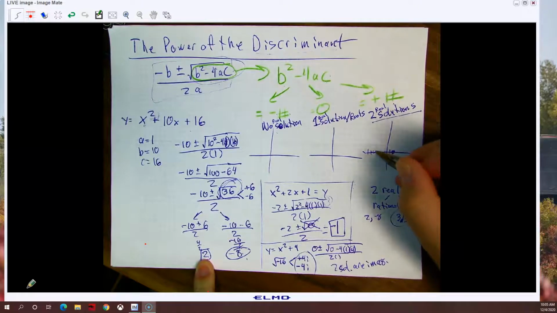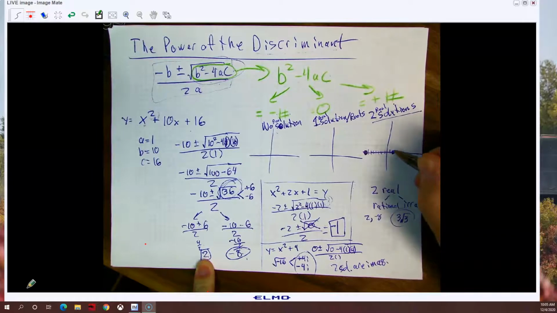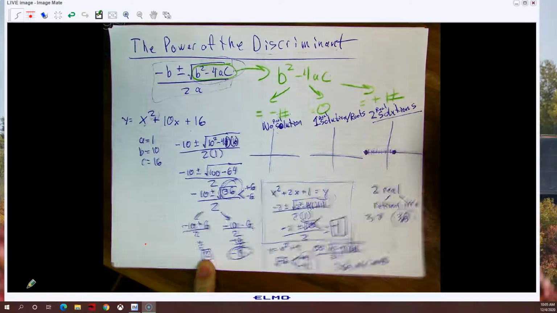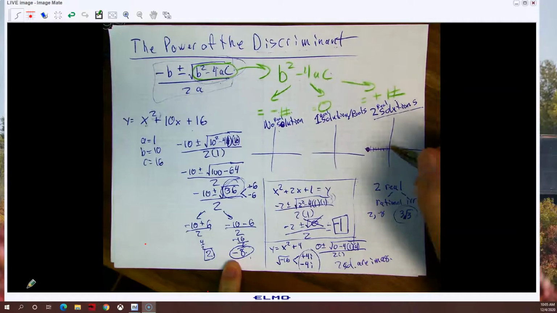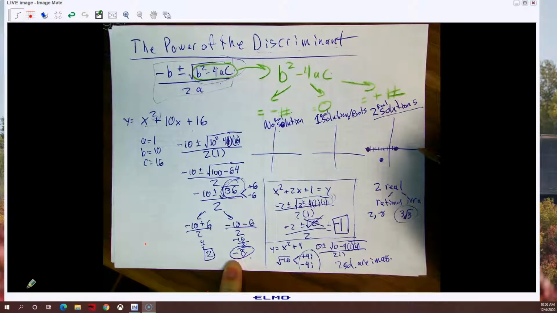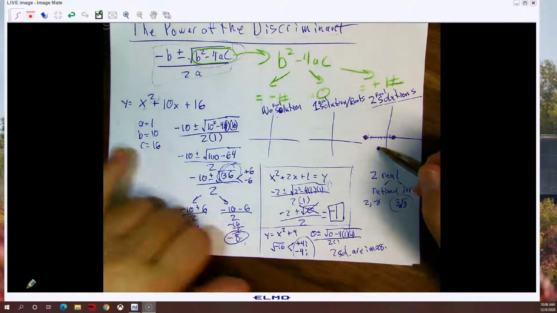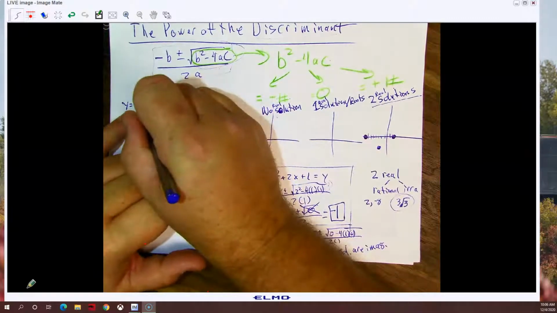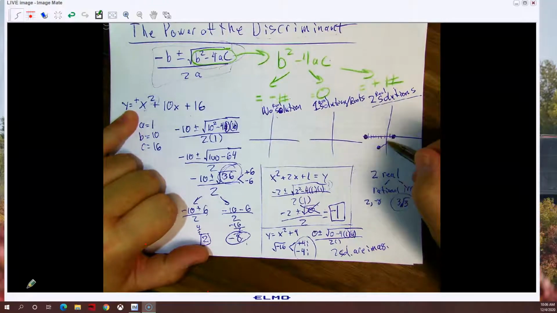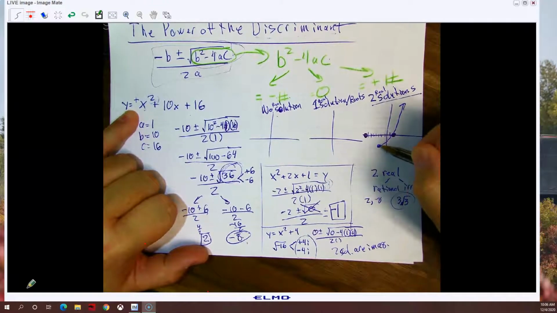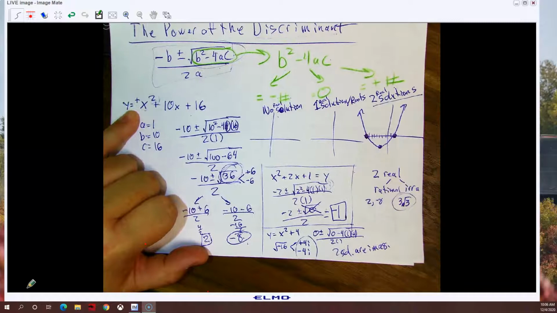1, 2, 3, 4, 5, 6, 7, 8. We know it's going to cross here. We know it's going to cross here. We also can say that the vertex is going to be at negative 3. Now, how do we know the vertex is at negative 3? We'll get into that a little bit later. And because the leading coefficient is positive, it opens up and looks just like this.